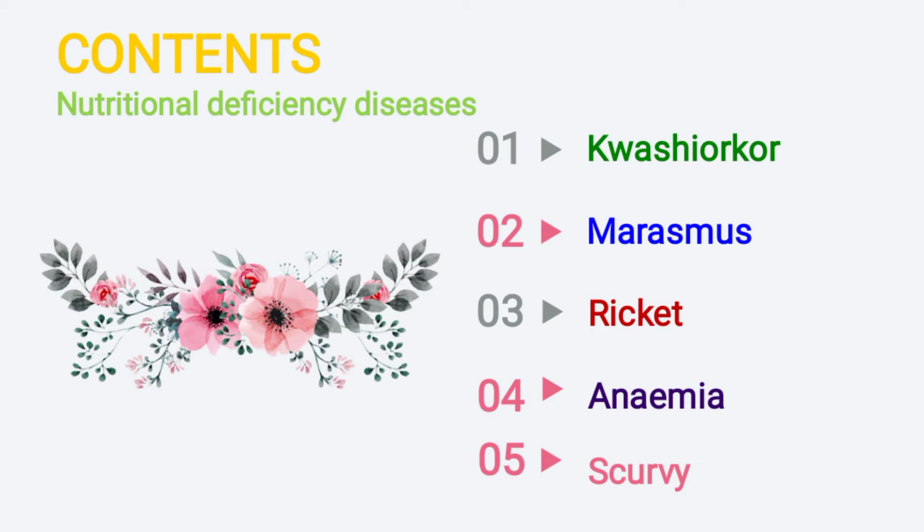So we are going to talk about the signs of Kwashiorkor, the signs of Marasmus, the signs of Rickets, the signs of Anemia, and lastly, but not the least, the signs of Scurvy. We are going to talk about the symptoms only, and also what type of food nutrient people who suffer from these nutritional deficiency diseases lack. Okay, so let's begin. Number 1, Kwashiorkor.